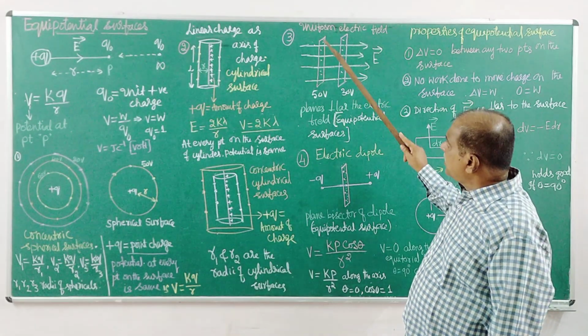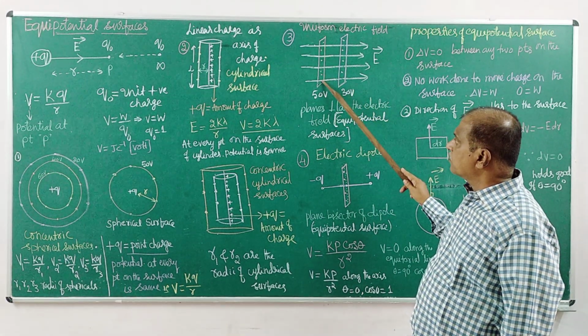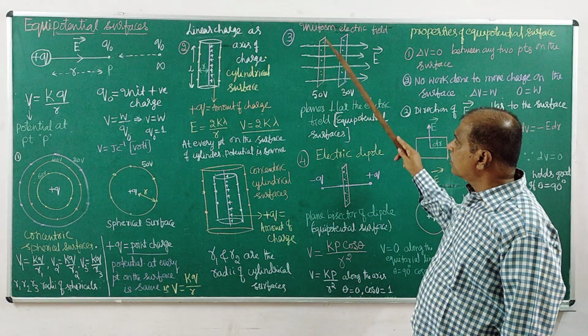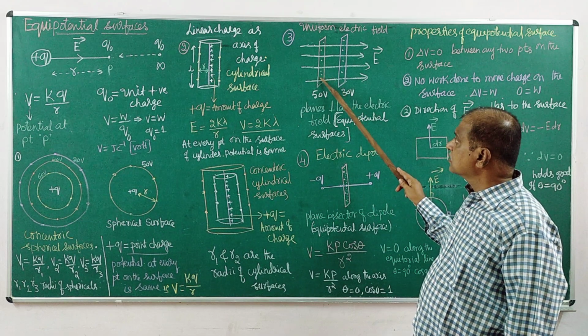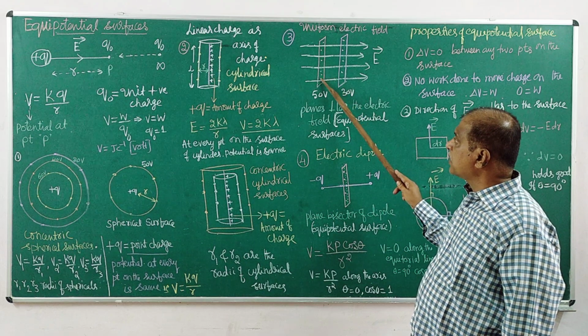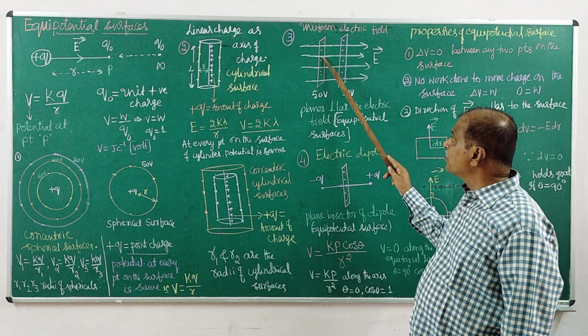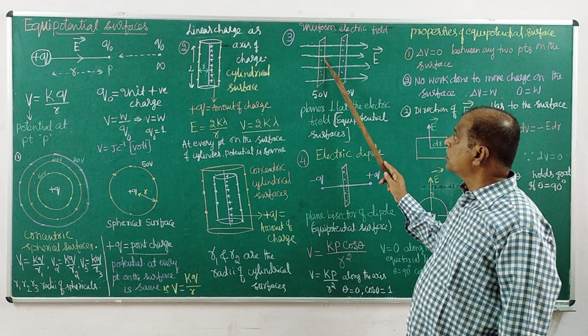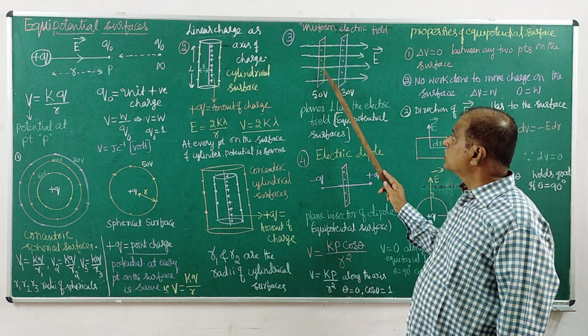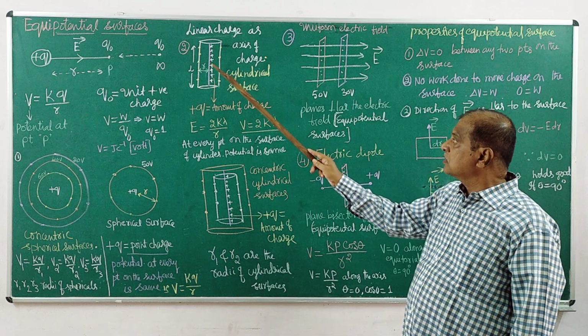Just observe any point on the surface. There are a number of points you can draw on the surface like this. That is, the surface is perpendicular to this. So at every point, the same electric field line passes through. Therefore, the same potential. So this plane is called an equipotential surface.